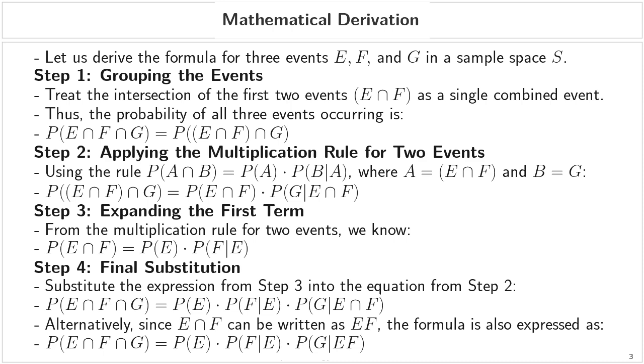This gives us our complete formula. The probability of E intersection F intersection G equals the probability of E times the probability of F given E times the probability of G given E intersection F.